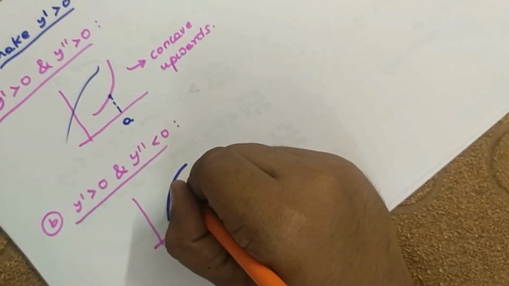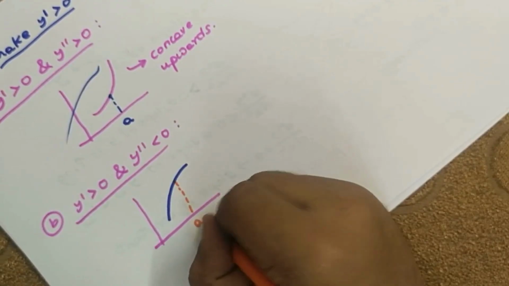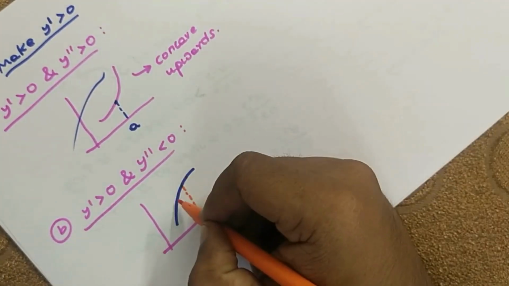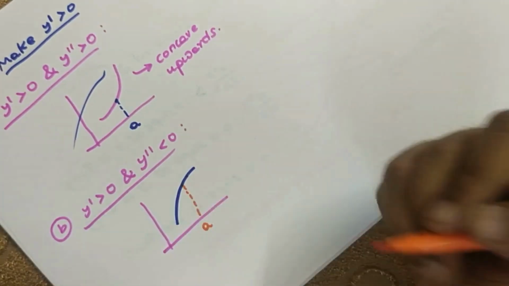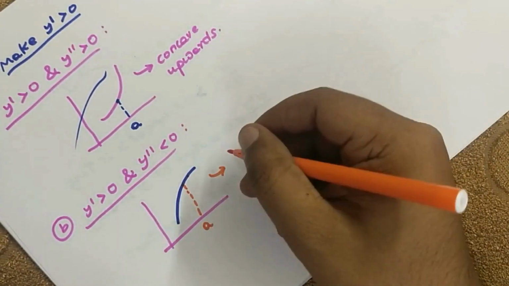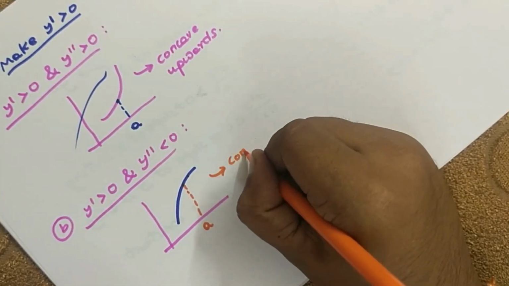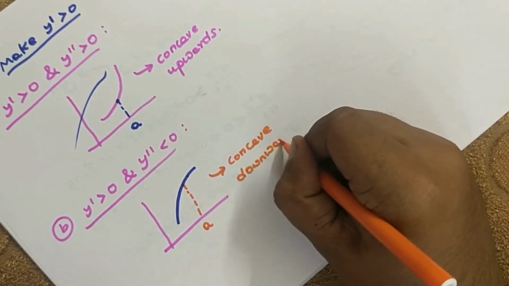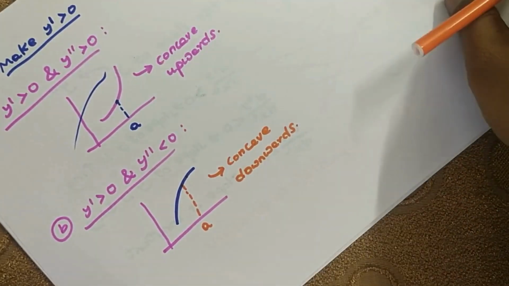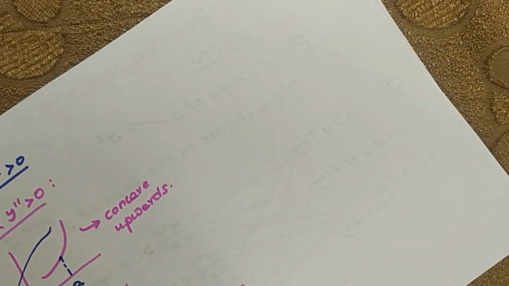Yes, so let's consider this point as A. At point A, our y dash slope is increasing for sure, and y double dash, the change in slope, is decreasing now. So yes, the curve looks like concave downwards, right? So concave downwards. Yes, so let's consider the third one.